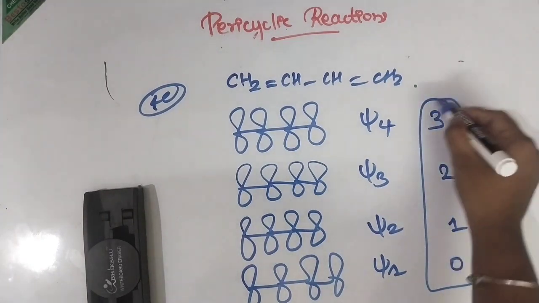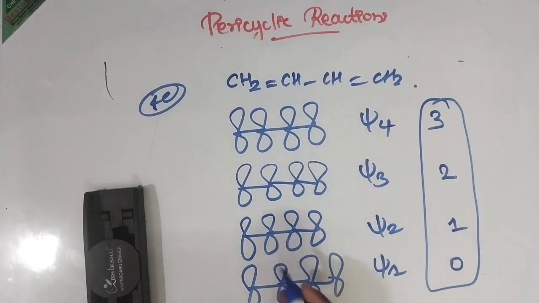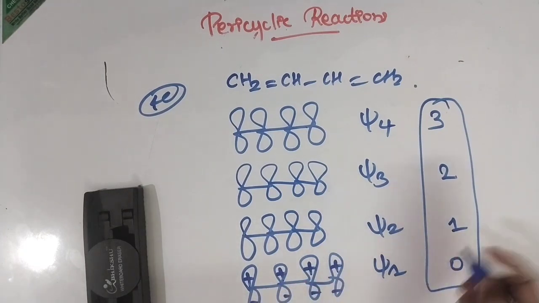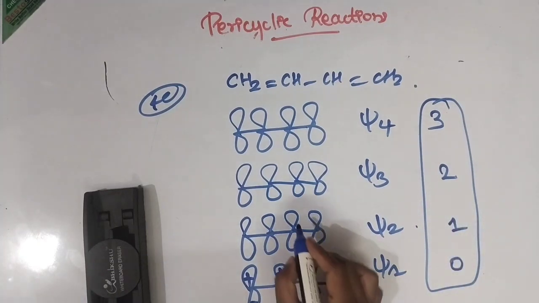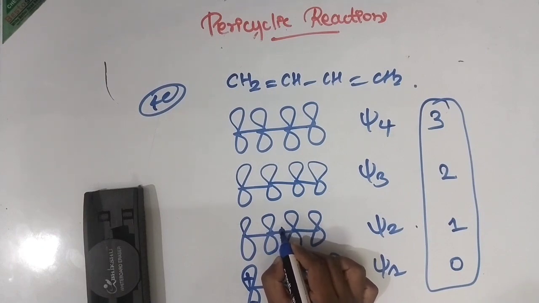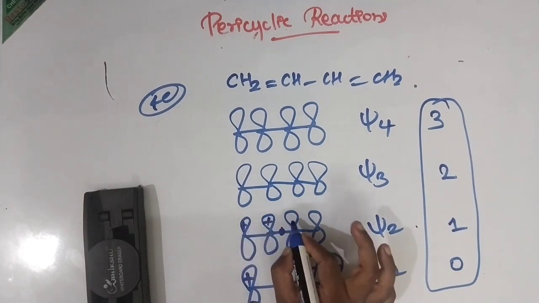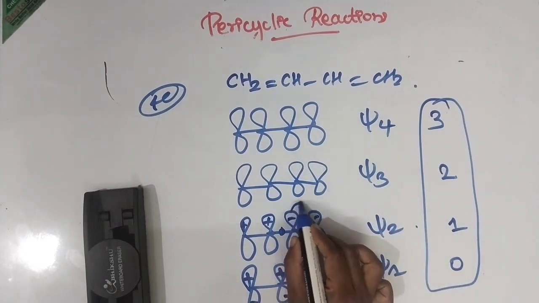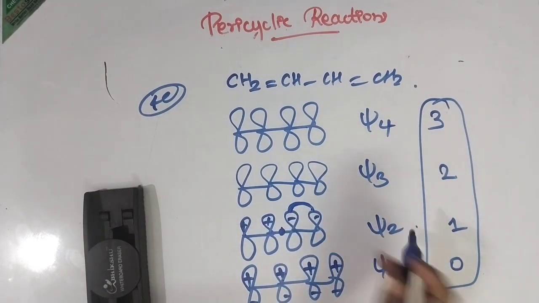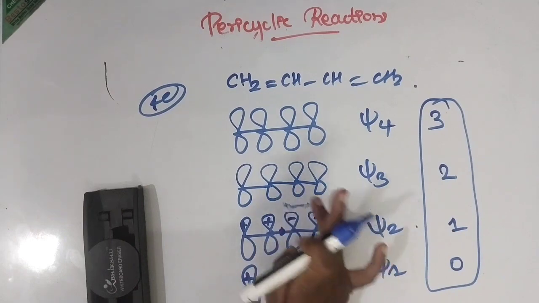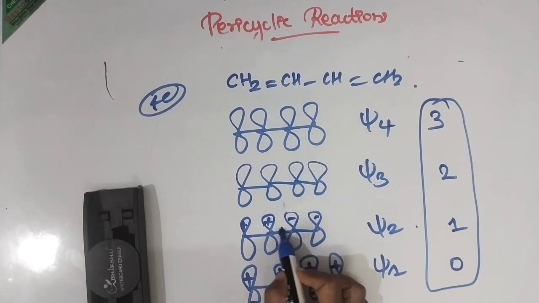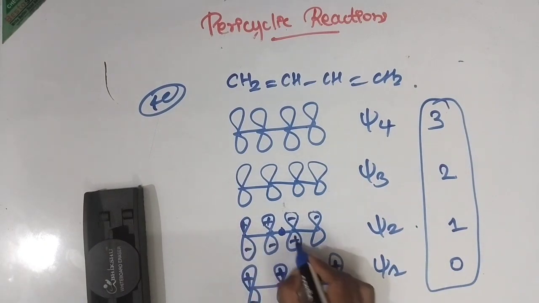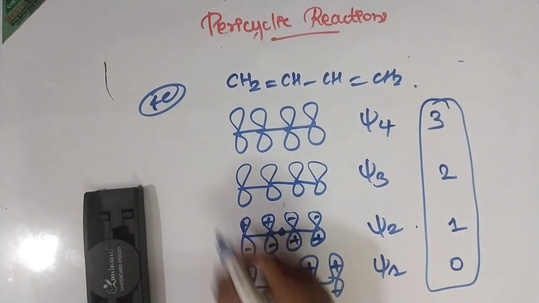Now these are the nodes you have to find out. See, here you should not have any node. So same charges should be present so that there will be no node. Here in psi 2 there should be one node. So you have to draw like there should be one node. For example, plus plus, minus minus. See, between these two charges there will be no node because they are same charges. But between these different charges there will be a node. So one node is present. So I can draw like this.